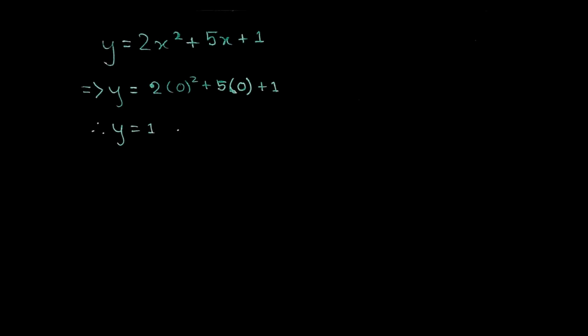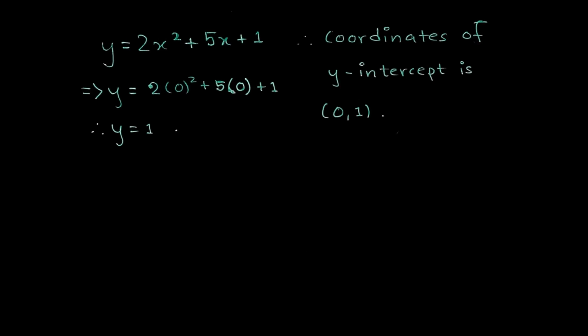Let's check out an example. y = 2x² + 5x + 1. For this equation, the y-intercept will be 1. When x is equal to 0, y comes to 1. So the coordinates of the y-intercept are (0, 1).